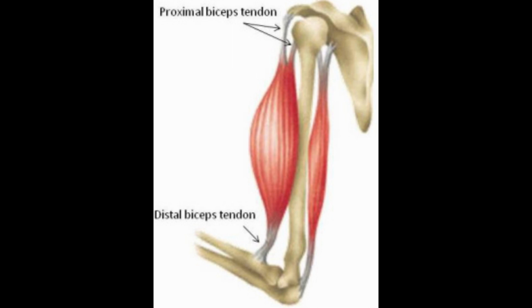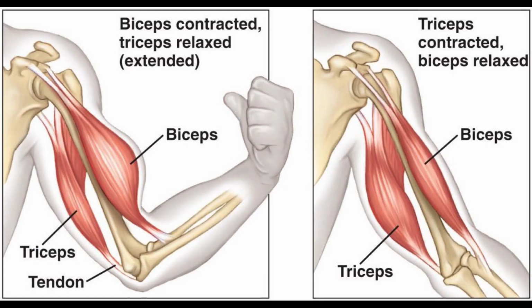When the biceps muscles contract, the triceps muscles relax. The biceps muscles pull the relaxed triceps muscles and make them longer. We can notice how the arm bends at the elbow joint.